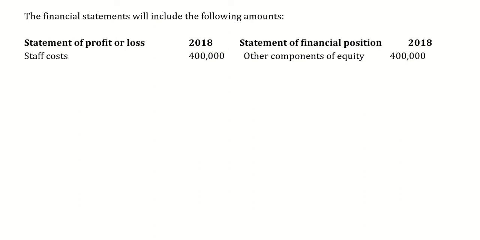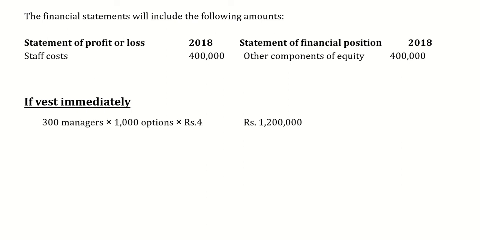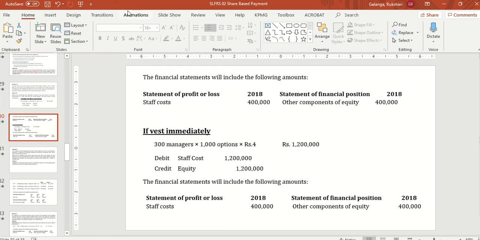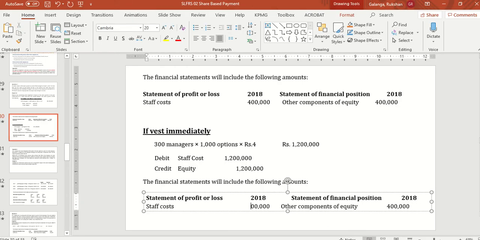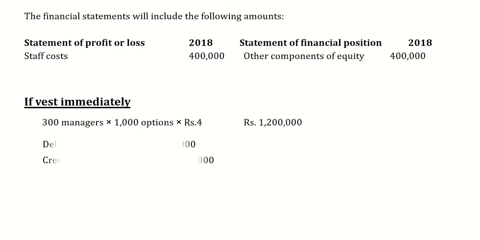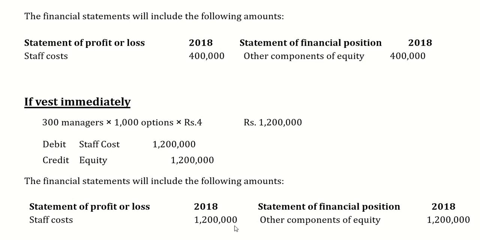Part 2 of the question asks what happens if this vests immediately. If it vests immediately, the entire 1.2 million you have to recognize as an expense and in equity. So staff cost should be 1.2 million as well as the other component of equity 1.2 million. That's how it shows in the statement of financial position and the PNL. If it vests immediately, you recognize the entire expense on the grant date itself.